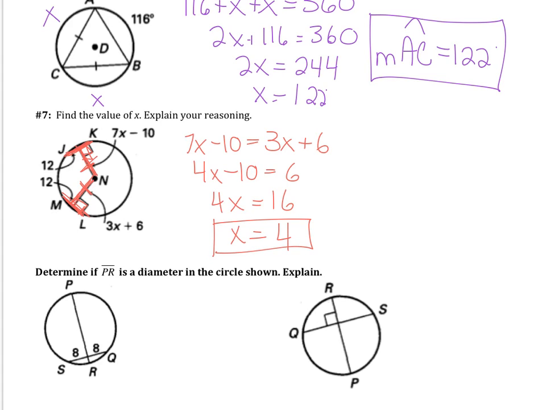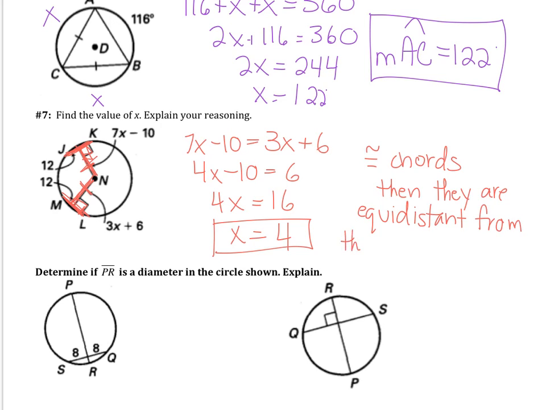And my explanation for this would be that if I have congruent chords that are bisected and perpendicular, then they are equidistant from the center of the circle. Okay, so that's my explanation for why that's true.